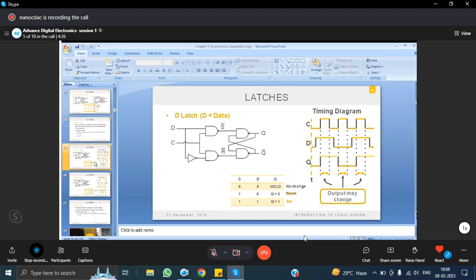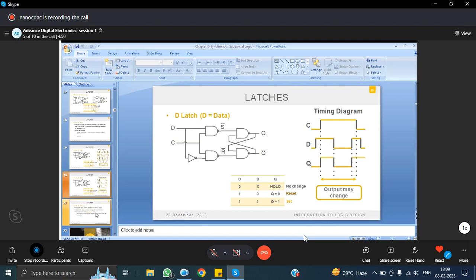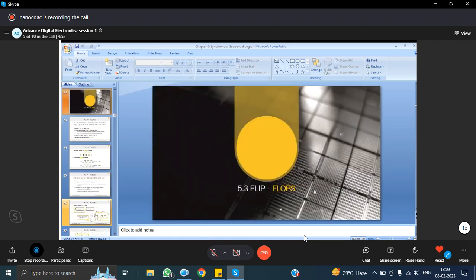Okay, in D latch, what we are doing, we are giving a single input. Okay, single input, whereas in a normal SR latch we will be giving two inputs. Here in D latch we are tying the two inputs but complementing the second input. Okay, such that no input should be equal to 1. We can avoid the invalid state. Okay, so this is D latch.